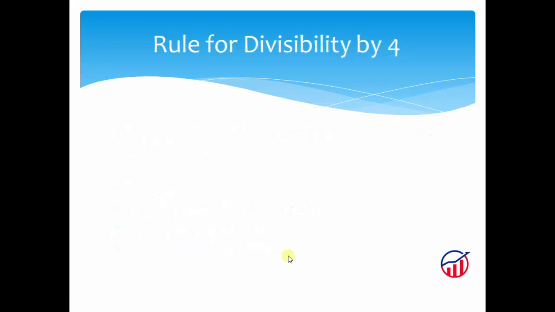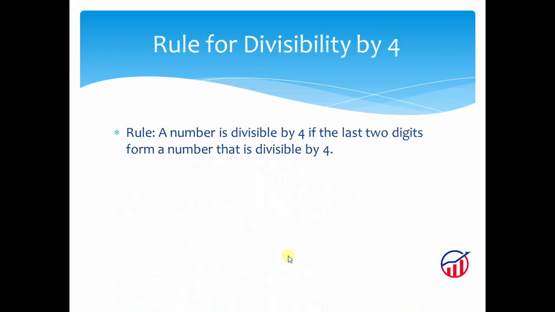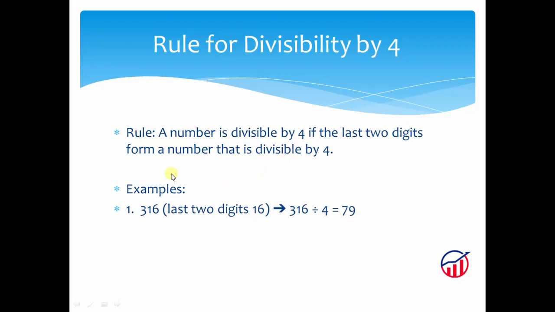Next we move to the rule of divisibility by 4. So what is the rule? A number is divisible by 4 if the last two digits form a number that is divisible by 4. So let's check out a few examples. 316. So what are the last two digits? 16. And we know that 16 is divisible by 4. 4 4s are 16. Since the last two digits are divisible by 4, the entire number is divisible by 4. So 4 7s are 28, 4 9s are 36.